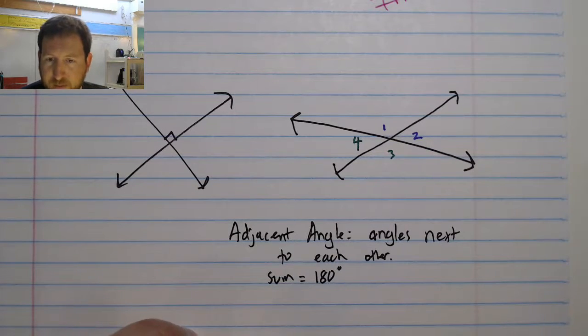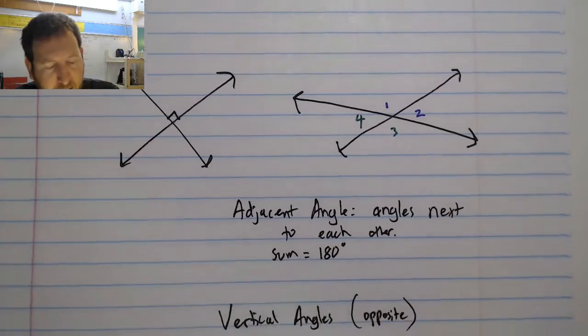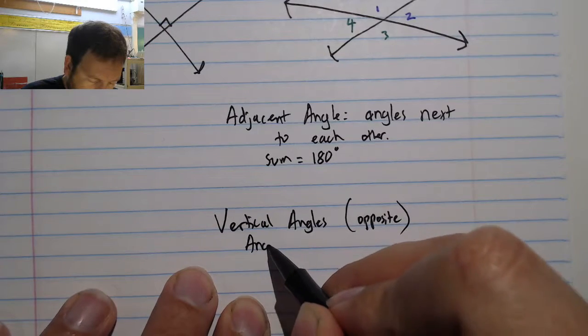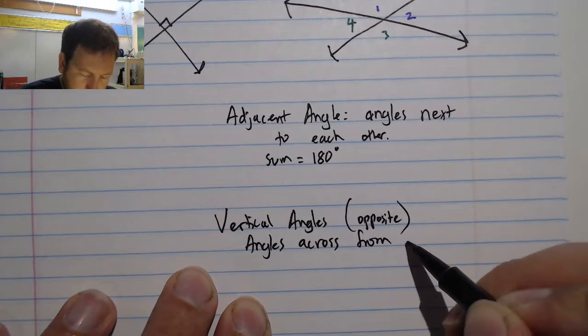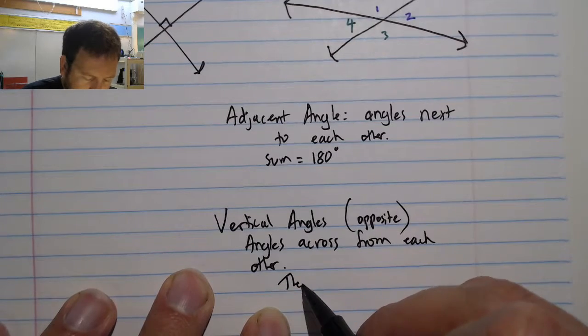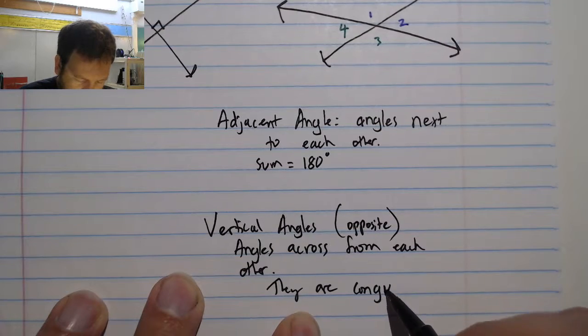We also have vertical angles, which I call opposite angles. Vertical angles are angles across from each other, and they are congruent.